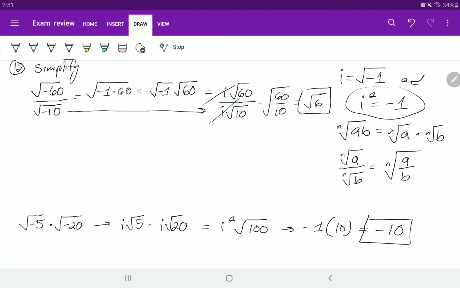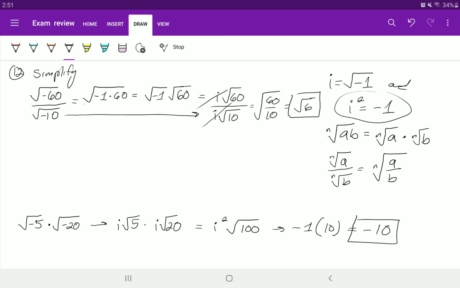All right, guys. Hope you understood it. Hope you enjoyed it. Hope it made sense. Please remember these rules up here. i is the square root of -1, and i squared is equal to -1 when it comes to imaginary numbers.